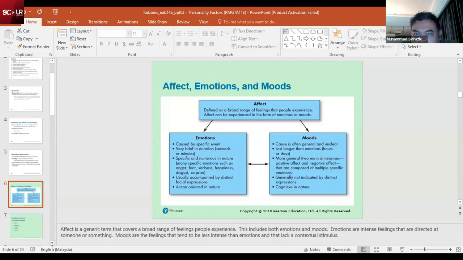But affect can also be in terms of mood. Mood's cause is often general and unclear, right? It lasts longer than emotions. It is more general. It has two main dimensions: positive affect and negative affect. They are composed of multiple specific emotions. Generally, it's not indicated by distinct expressions, and it is cognitive in nature, because sometimes moods can be prolonged for one day, 2 days, 3 days, until 1 week, whereas emotion is just brief in nature.